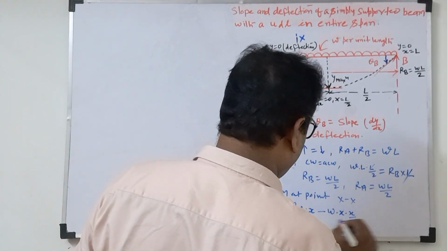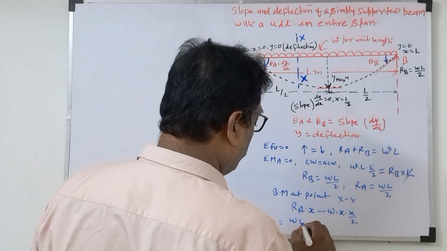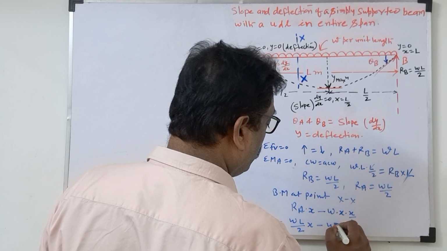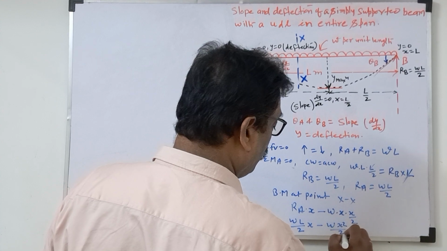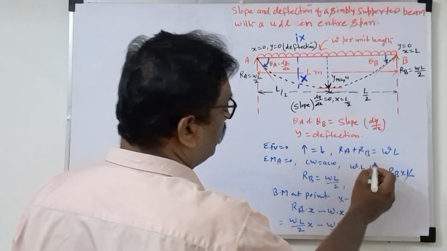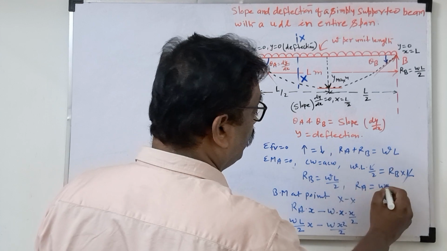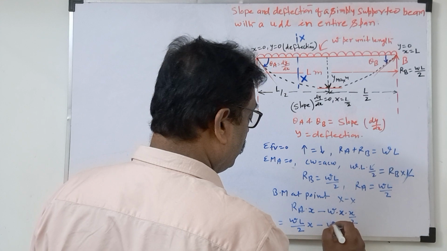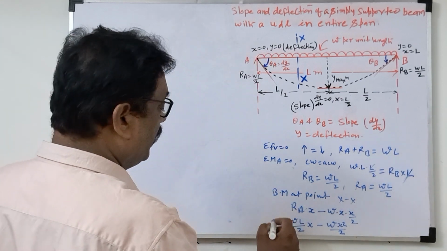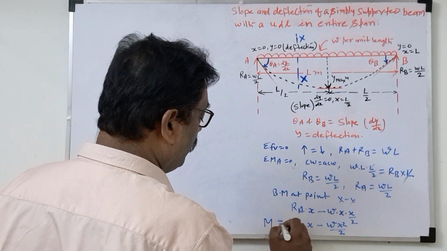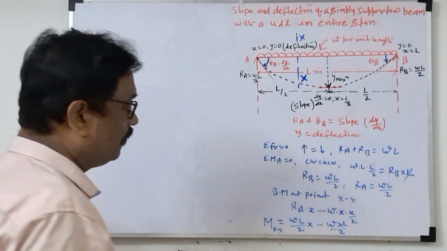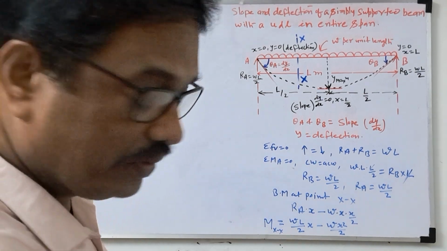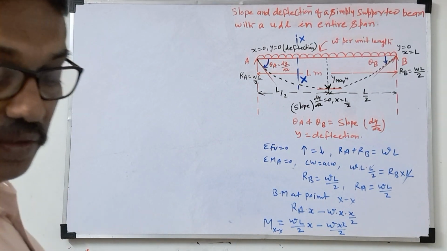So finally what we can write here? Rm is wl by 2x minus wx square by 2. So this w we are writing now is the small w only, small w, because it is per unit length. Okay, these are the small w. So what is this bending moment we got here? Bending moment at xx is wl by 2x minus wx square by 2.